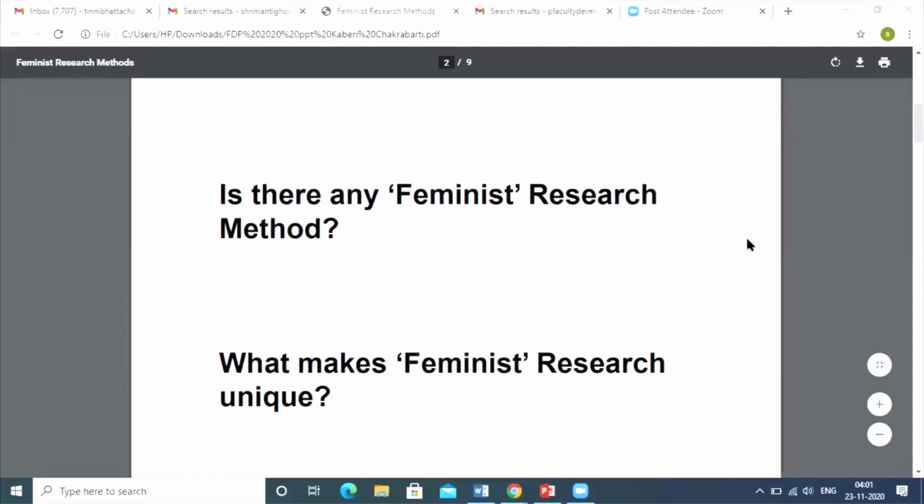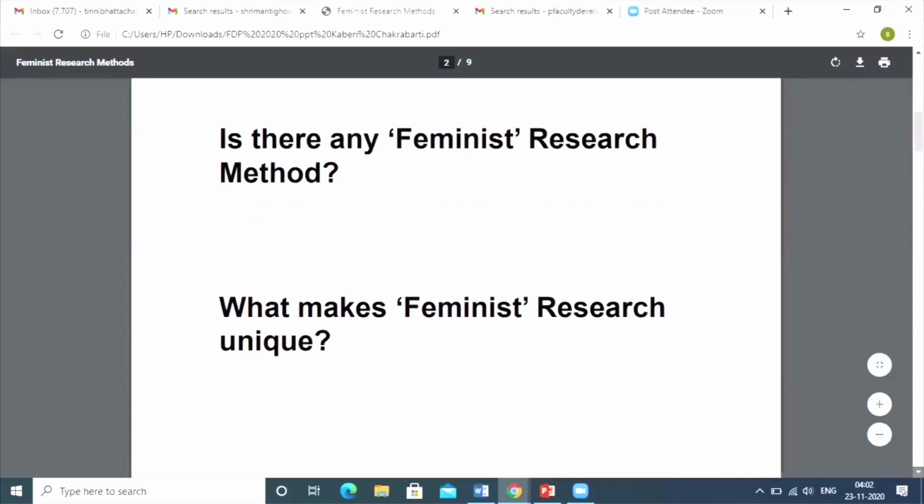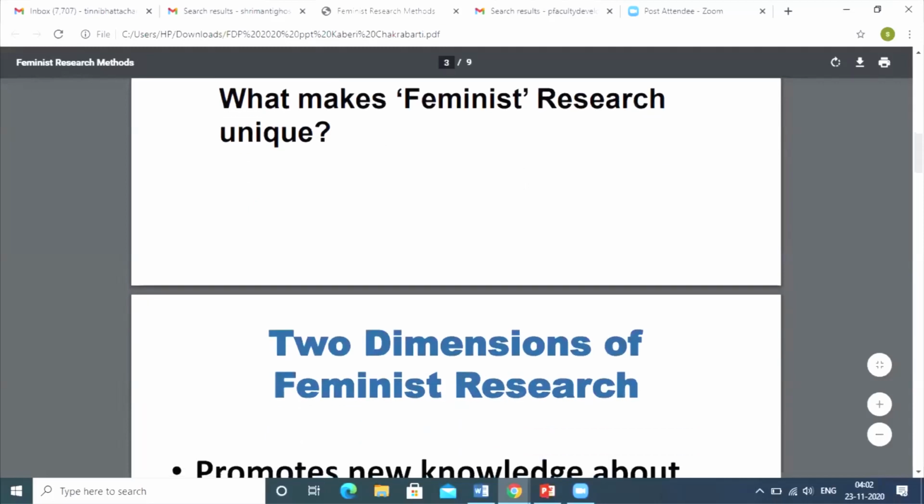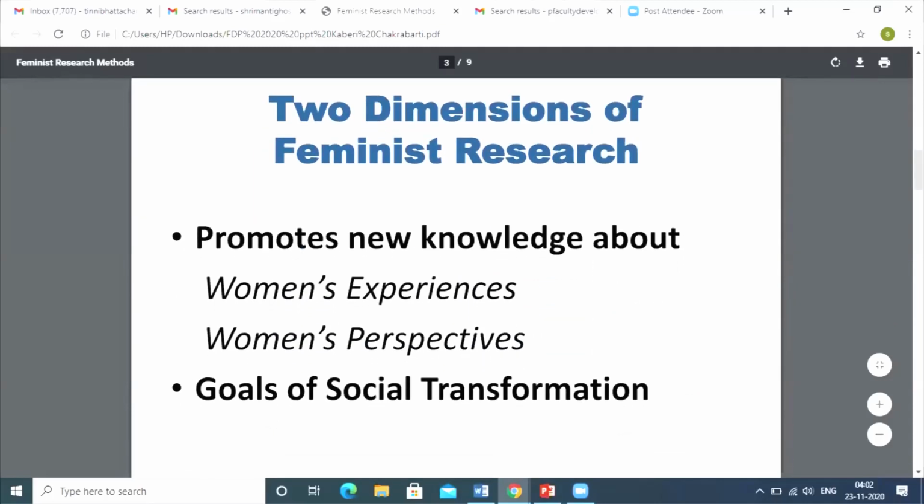So, next slides. To discuss this, I would like to start with two core dimensions of feminist research. Now, to start with, there is nothing distinctive about feminist methods. I would like to start with this submission, like many other feminist scholars, that there is nothing distinctive about feminist methods, because methods used in other social researches are broadly used in feminist researches.